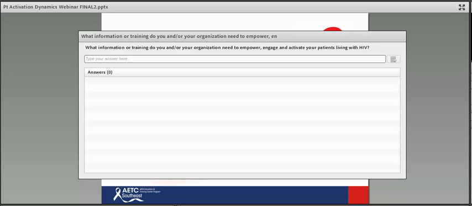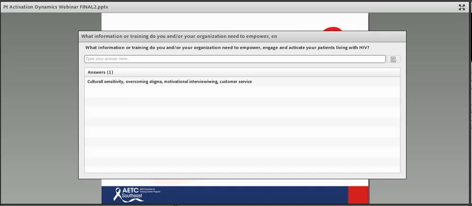So if anyone has anything they'd like to type in, either on this question about what further information you would like to have for your organization or you, or maybe a question about this presentation, something you saw that you didn't quite understand or you'd like more information about. And a great answer here to my question on what do you need: cultural sensitivity, overcoming stigma, motivational interviewing, customer service. Well, we want to help you with that.